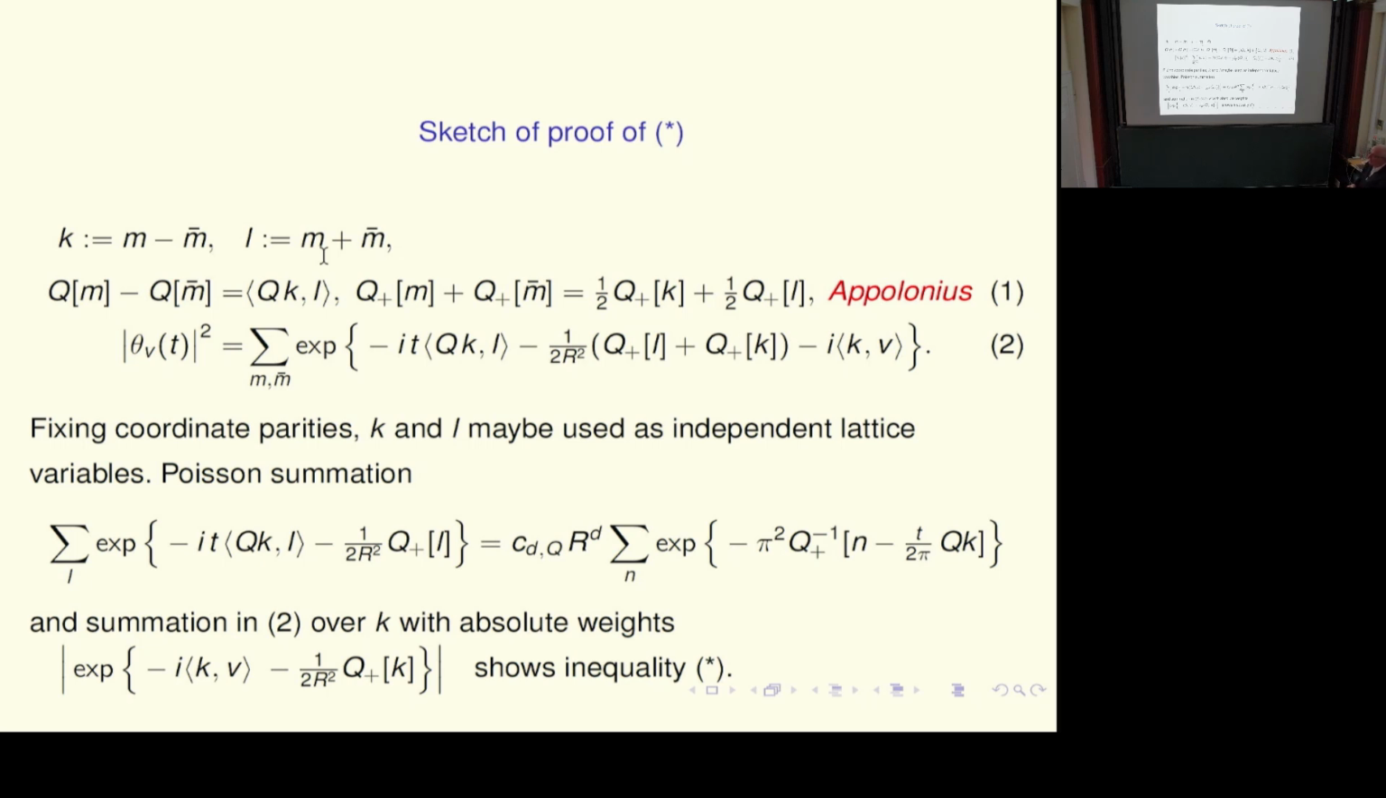Unfortunately, this makes the sum and difference not really independent, but they are dependent mod 2. So, conditioned on the parities, you can treat them as independent, and once you treat them as independent, you use Poisson summation in one of the variables, here the sum of both vectors, and get some nice exact formula, and then estimate in the other variable taking absolute values and arrive at this type of thing.